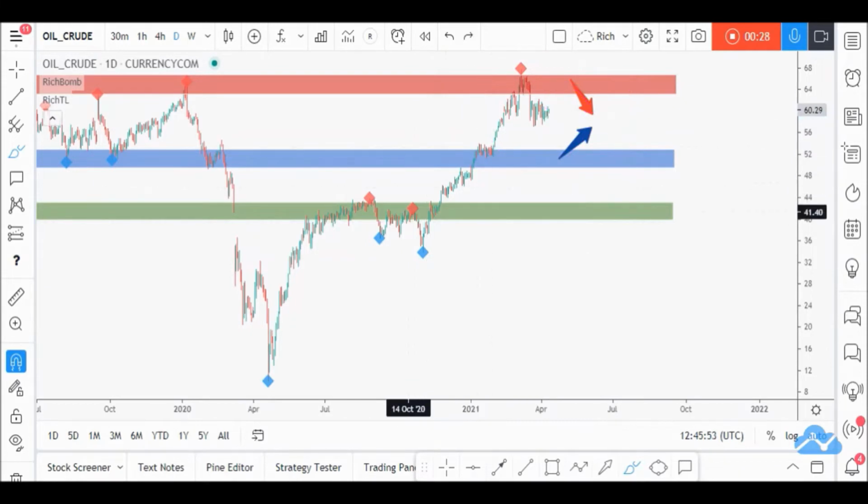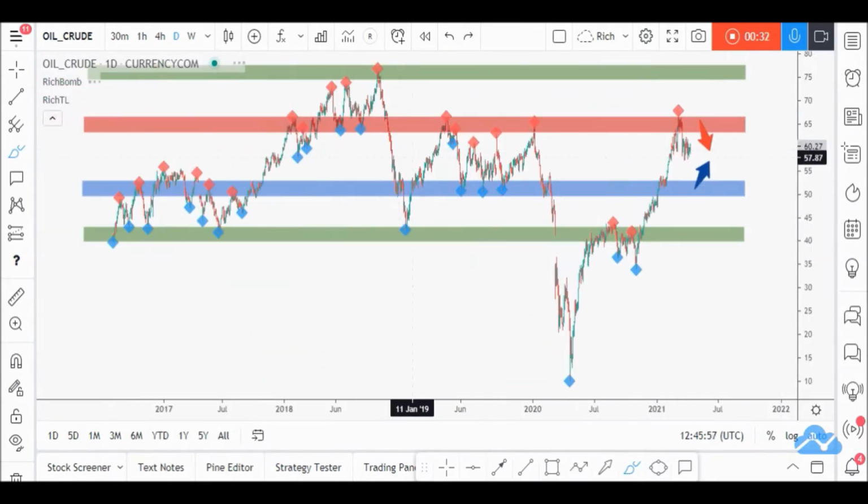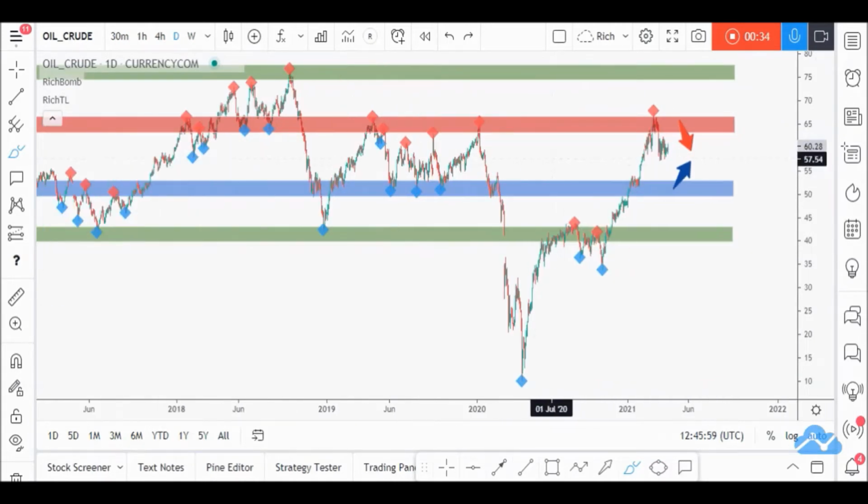And the reason why we have this red resistance and blue support, if we zoom out, we can see that these two are very strong historical zones. So the red zone was acting as resistance previously, rejected the price downward, then price broke it upward. So now it's acting as a support again and again, then price broke it downward. It's now acting as resistance. We're looking for sell here, here, and here.